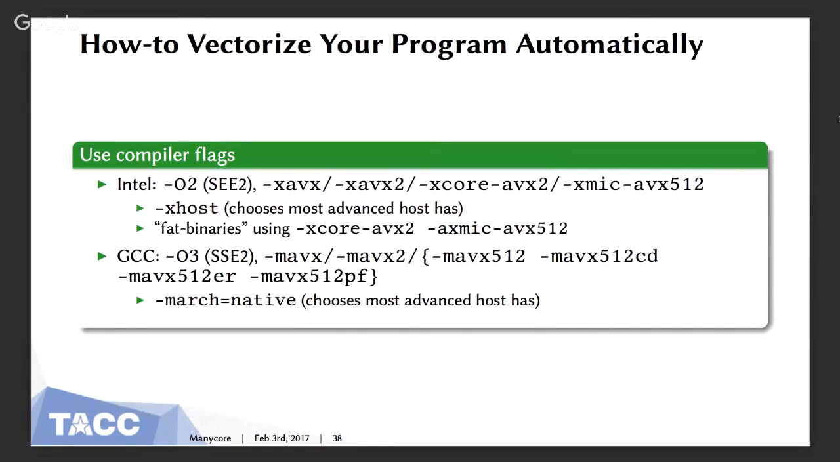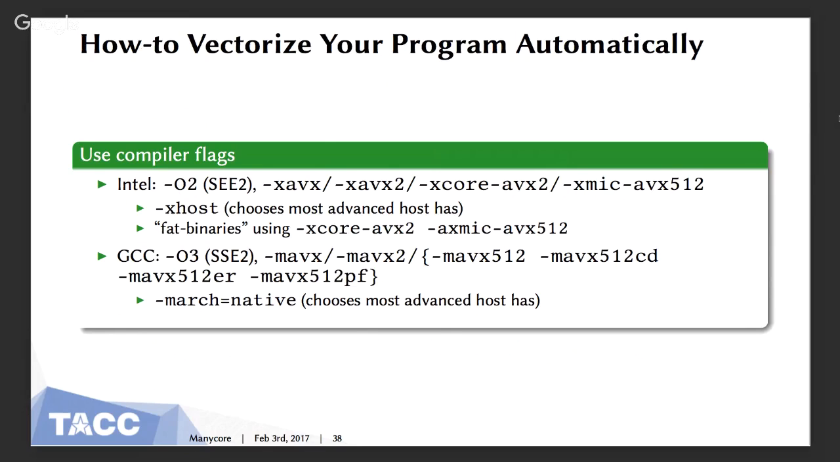So these are what these different compiler flags look like. On the top I have Intel, and -O2, that's the optimization level. It goes 0 through 3, where 0 is the least optimized and 3 is the most optimized. Intel's default is O2. That'll give you access to the SSE2 instruction sets. Remember, those are 2 double precision operations simultaneously.